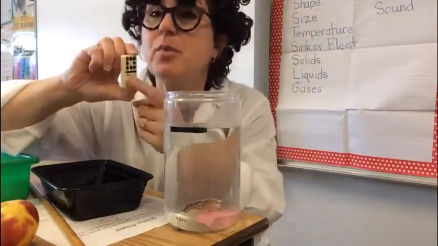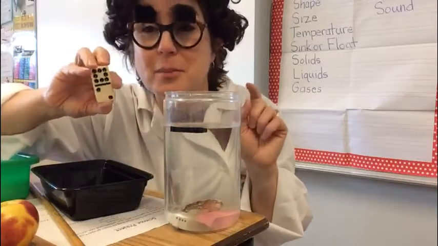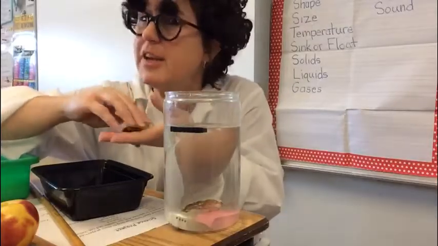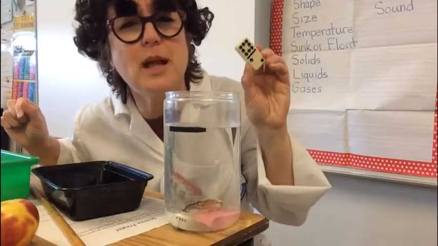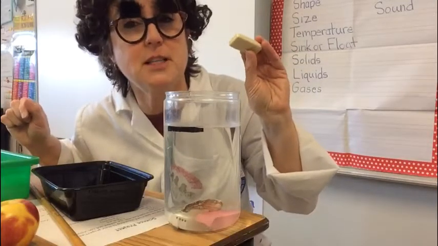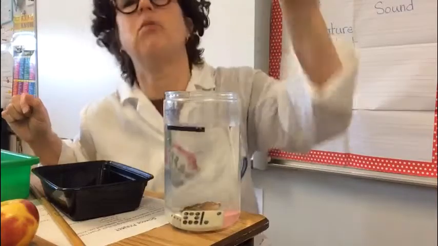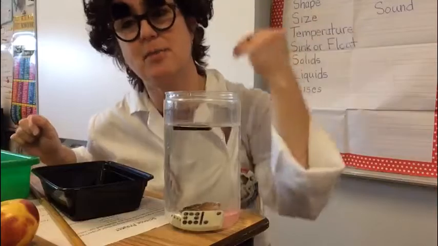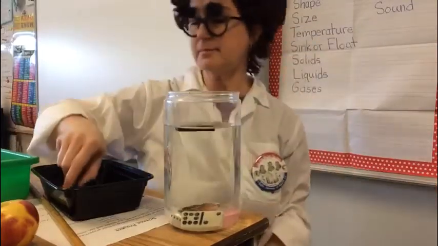Now here's another domino. I believe this one was brought in by a young child named Matthew. Thank you, Matthew, for your donation of dominoes to the classroom. Now, this domino, a little bit heavier. It is made of some other kind of object. It is not made of wood. What do you think will happen with this one? Did you predict? Here we go. Oh, that is a sinker for sure. It sunk directly to the bottom. It must be heavier.